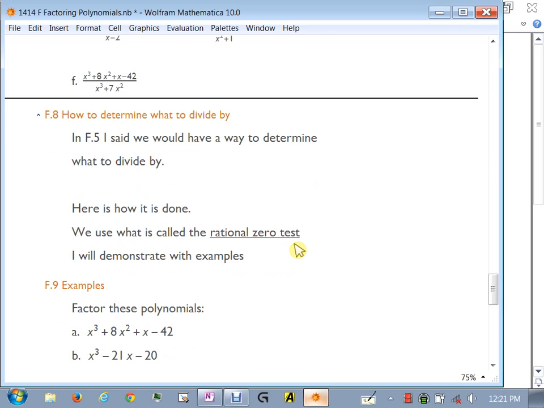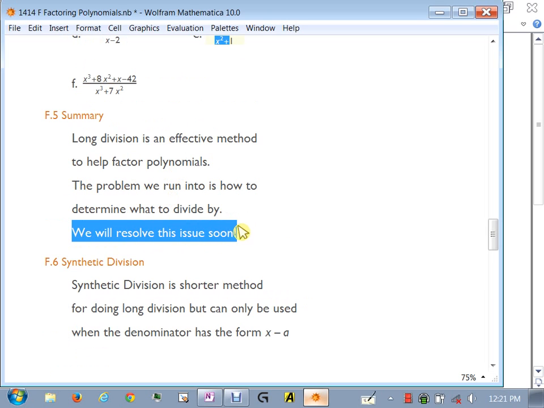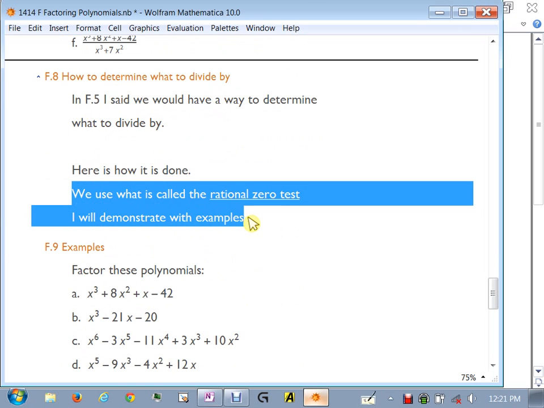All right, so back in the fifth note here, I said we would have a way to do this, right? I said we will resolve this issue soon. Like, how are we going to know what to divide by? What it is called is the rational zero test. And this is from a section that's coming later. This is where I said I'm going to grab bits and pieces. I'm going to show you the rational zero test right now without giving you a real formal lesson on it. Just show you how it works.